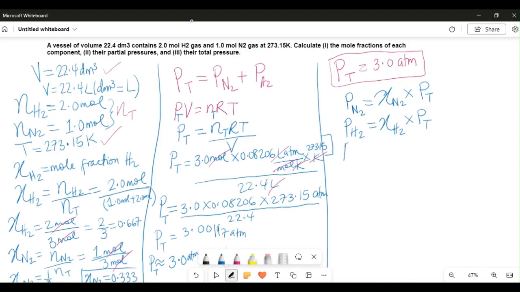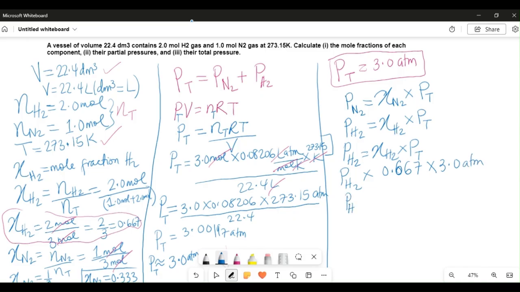So let's use the partial pressure of H2. I like to use that. It equals the mole fraction of H2 times PT. So the partial pressure of H2 is going to be, the mole fraction of H2 is 0.667, like what we solved for right here, times the total pressure, which we solved for to be 3.0 atmospheres. So what we end up with is pH2 equals, not times, I apologize, equals 2.0 atmospheres. And that is the answer to this one.